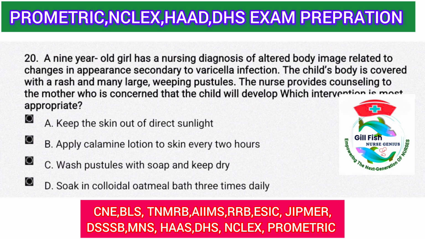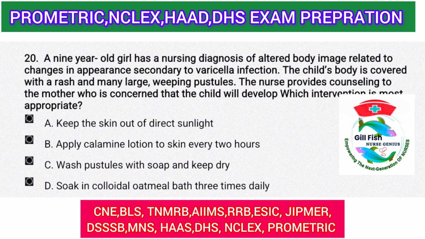A 9-year-old girl has a nursing diagnosis of altered body image related to changes in appearance secondary to varicella infection. The child's body is covered with rash and many large weeping pustules. The nurse is providing counseling to the mother, who is concerned. Which intervention is most appropriate? Option A, keep the skin out of direct sunlight. Option B, apply calamine lotion to skin every 2 hours. Option C, wash pustules with soap and keep dry. Option D, soak in colloidal oatmeal bath 3 times daily.